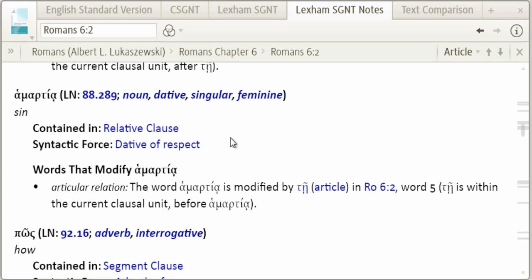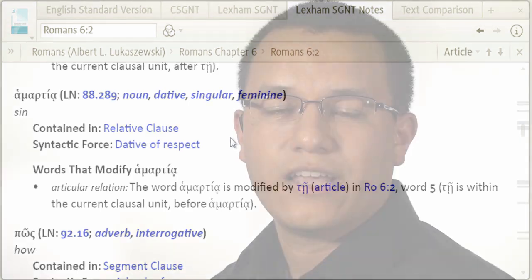Now this annotation here, dative of respect, limits the scope of that verb, which was "died." We didn't die to everything. We died with respect to one thing, sin, so that we could become alive to somebody, God. So a Christian is someone who has died with respect to sin and has become alive to God.